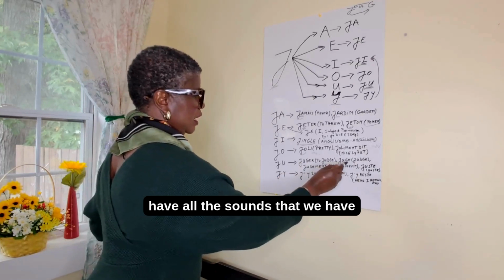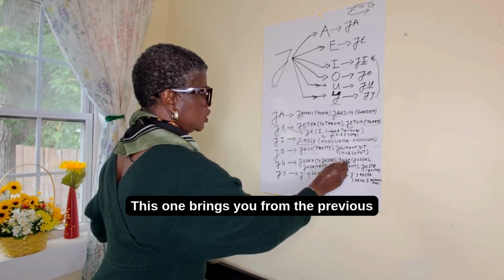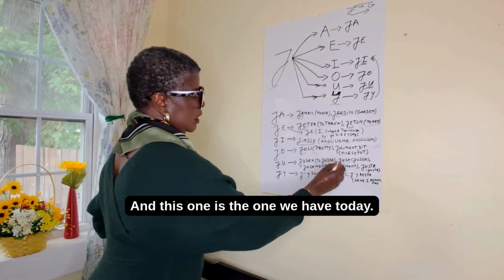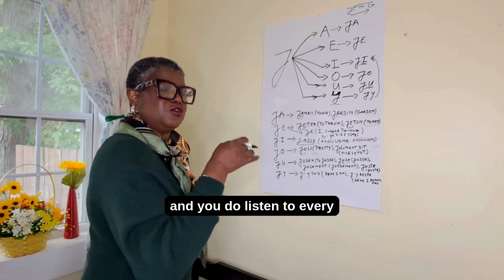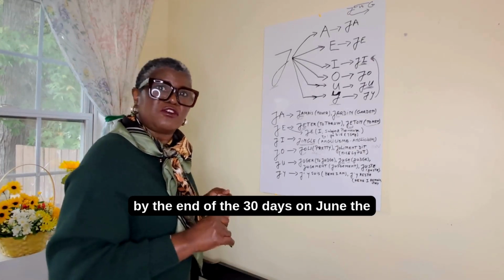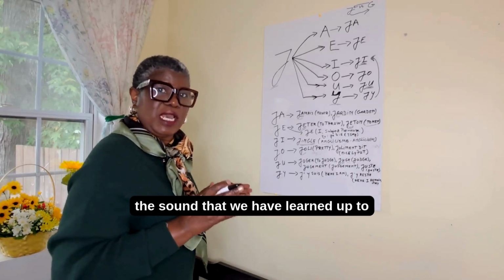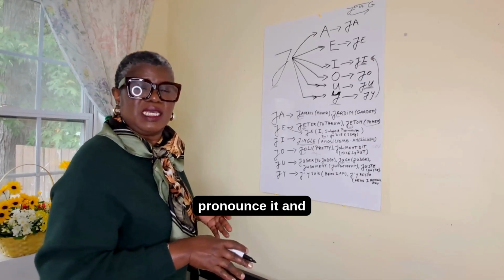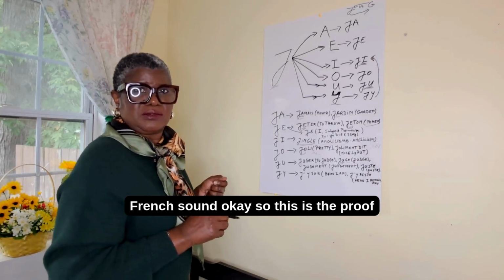Now, pay attention very well. In this word here, you have all the sounds that we have learned so far. This one brings you from the previous lesson about the J, which you call J in English, and this one is the one we have today. So this is proof that if you take this challenge seriously, and you listen to every single video, by the end of the 30 days, on June the 14th, you will be able to read any French word that contains the sounds that we have learned up to then. You will be able to read it, spell it, pronounce it, and slowly you can put things together. You will develop your listening to the French sound. Okay, so this is the proof.